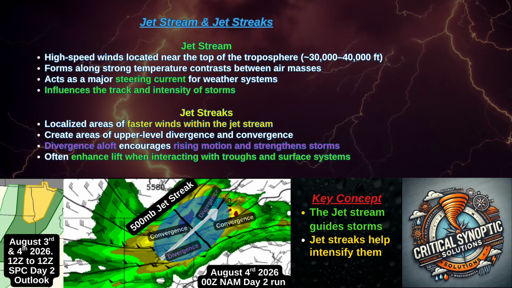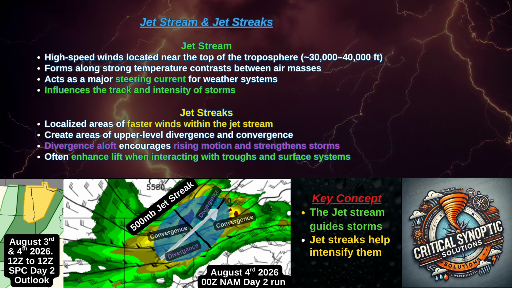You've probably heard of the jet stream before, but what exactly is it? The jet stream is simply a narrow ribbon of very fast moving winds high up in the atmosphere. It acts like a highway that helps steer weather systems across the country. Inside the jet stream are even faster pockets of wind called jet streaks.